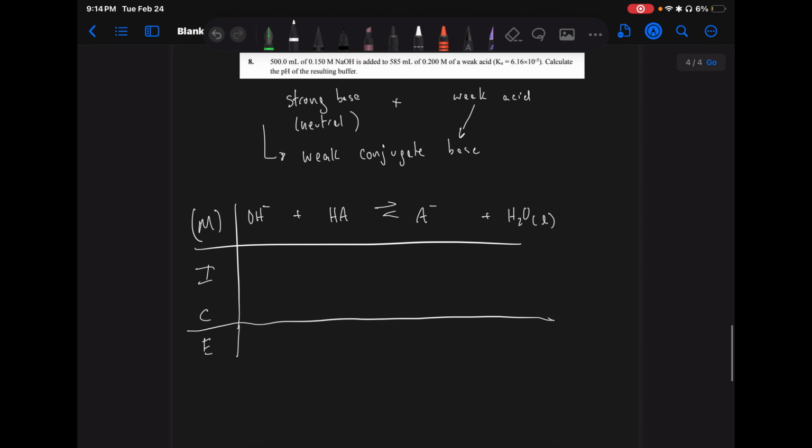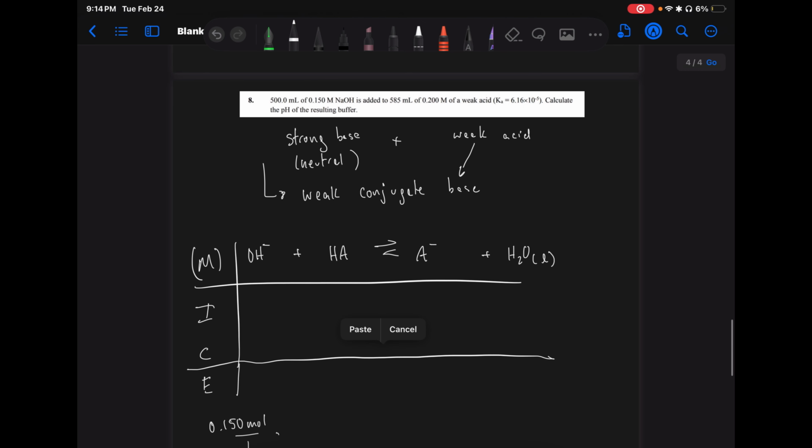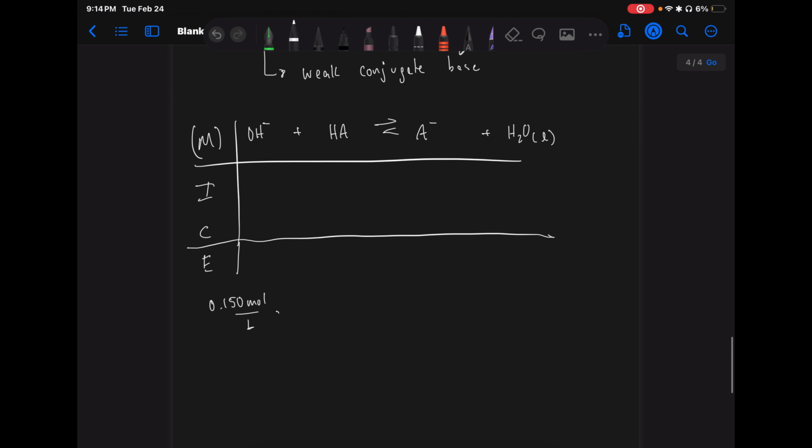So for NaOH, we have 0.150 moles per liter, and then we have 500 mL, so that's equal to 0.500 liters over 1. Liters cancel out, and we're going to be left with 0.0750 moles.